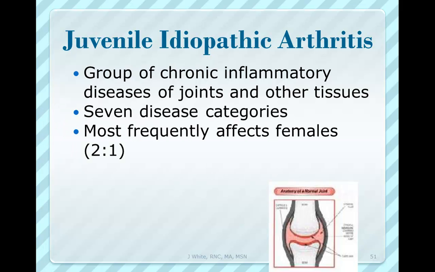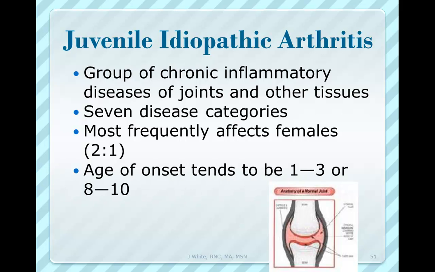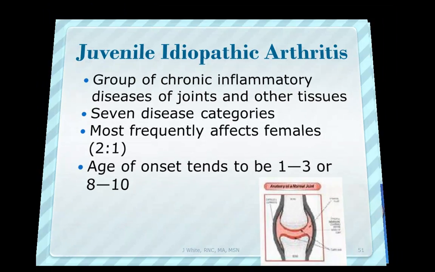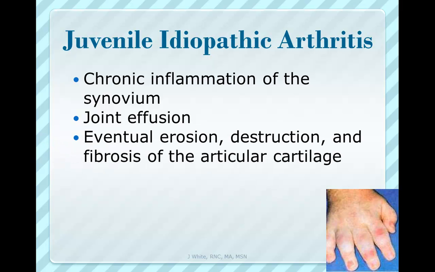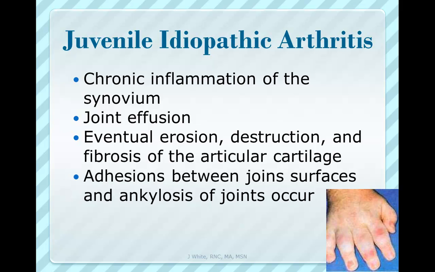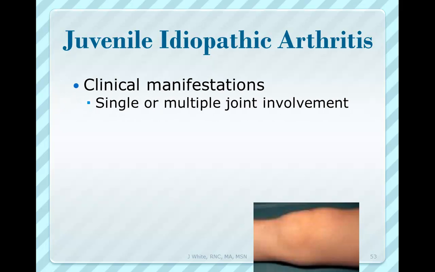It most frequently affects girls, 2 to 1, and the age of onset is either 1 to 3 or 8 to 10. That's when we see the peaks. Those 2 age groups have the peaks of onset. There's inflammation of the joints, and fluid collects in the joints that will eventually destroy the joint, and you will have loss of function of the joint. Adhesions occur, again loss of function, ankylosis.